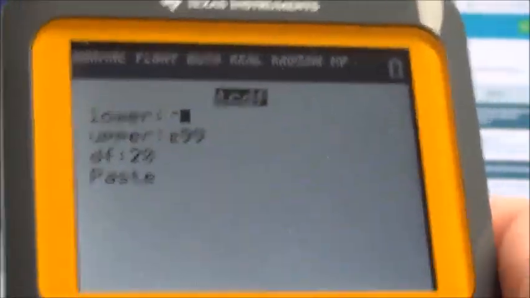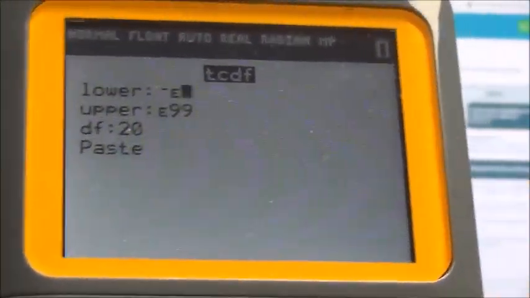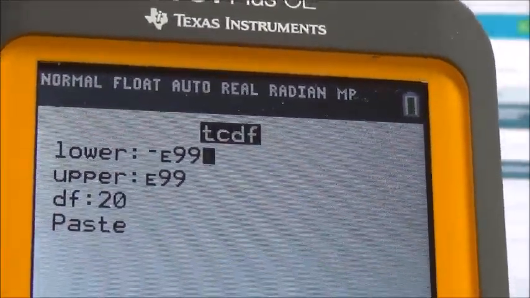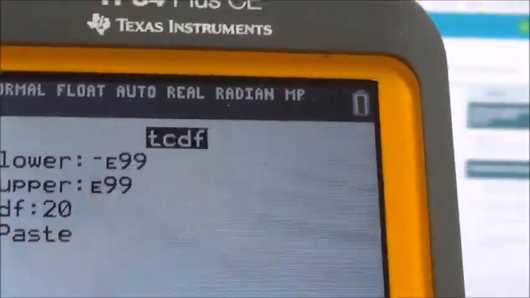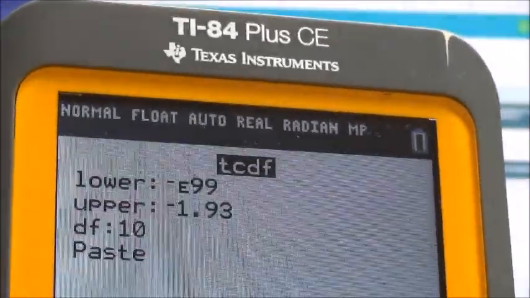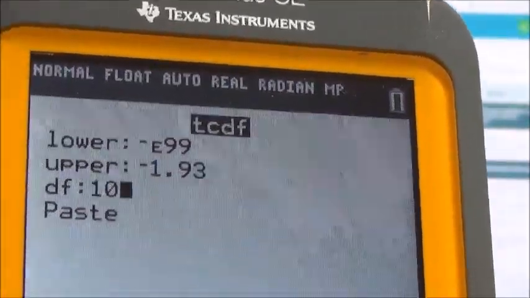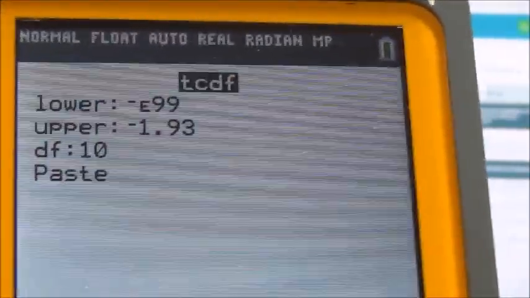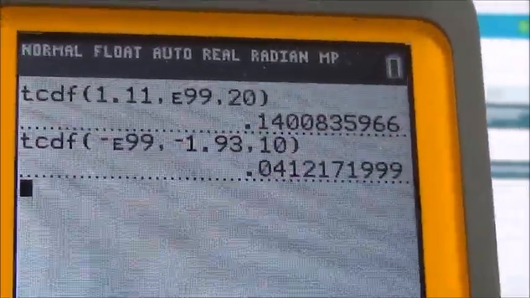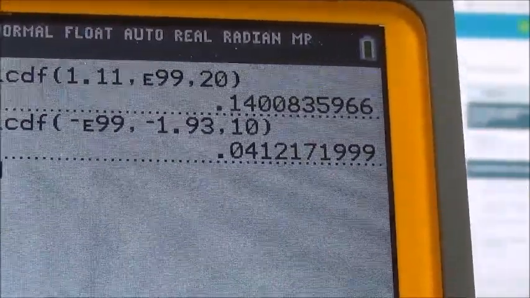So negative, second function, and the comma to get your E, 99. So my lower limit is negative infinity. Since I'm going to the left, my upper limit is the negative 1.93. My degree of freedom on this one says we want to do 10. So I'm going to put 10 into my degree of freedom. So I'm going from negative infinity to negative 1.93 with a degree of freedom of 10. Paste that into my formula. When I hit enter, I have 0.041.